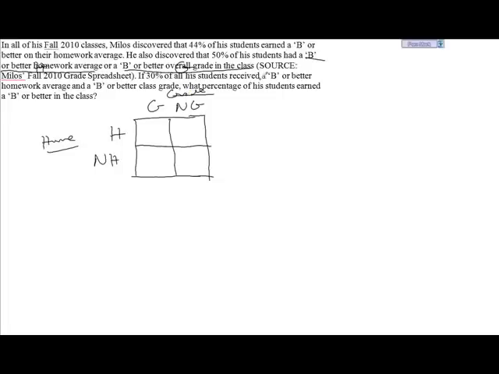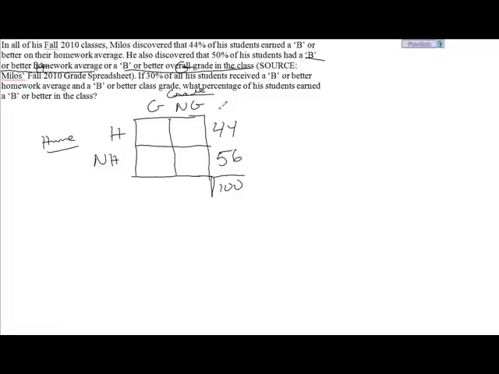We know that 44% of the students earn a B or better on their homework average. So out of 100, if we consider 100 students, 44 of them were categorized right here. So 100 total students. This is just a nice way of not having to deal with decimals. So that means the other 56 students obviously did not get a B or better on their homework. Now maybe they just didn't do it. Who knows what happened.